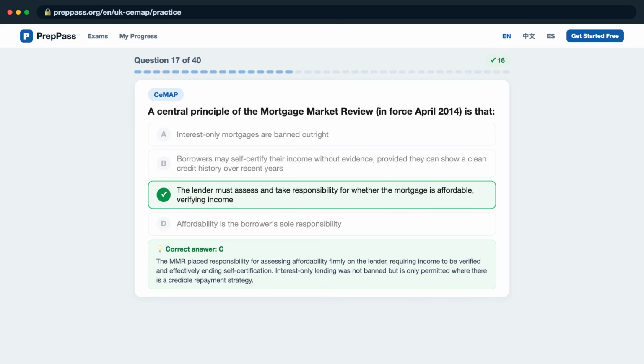The correct answer is C. The MMR placed responsibility for assessing affordability firmly on the lender, requiring income to be verified and effectively ending self-certification. Interest-only lending was not banned but is only permitted where there is a credible repayment strategy.